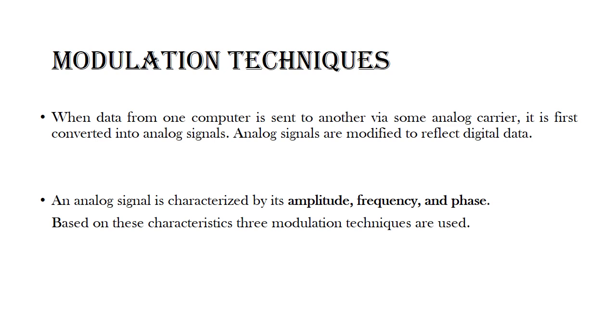So let us understand. When data from one computer is sent to another via analog carrier, it is first converted into analog signals. Analog signals are modified to reflect digital data. Now analog signals are characterized by three characteristics. First one amplitude, second one frequency, and third one phase. Now according to these three characteristics of analog signals, there are three different types of modulation techniques. So let us discuss in detail.